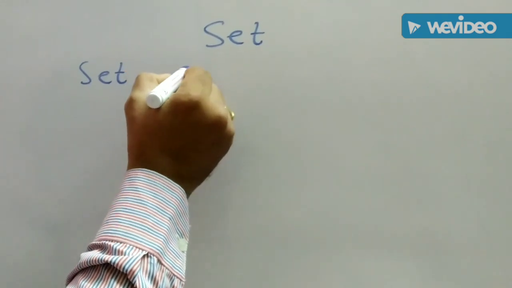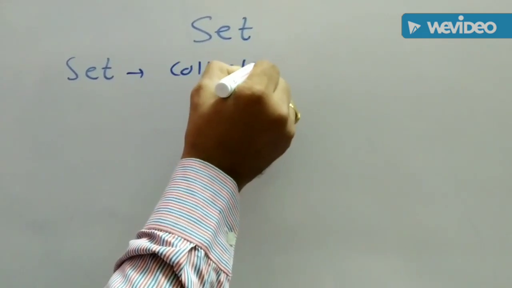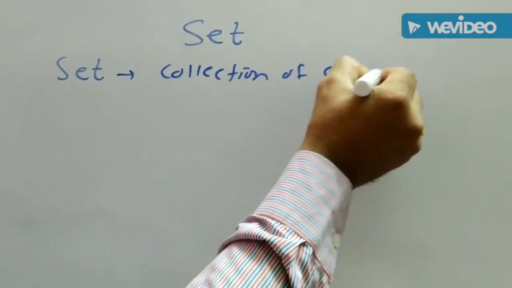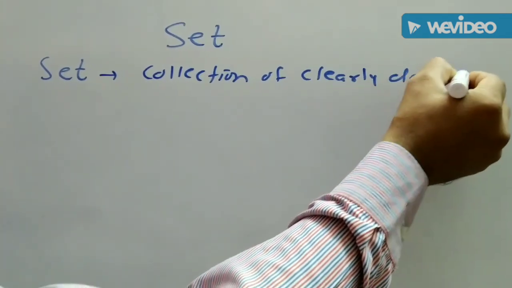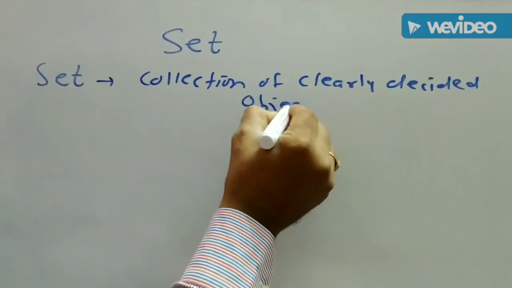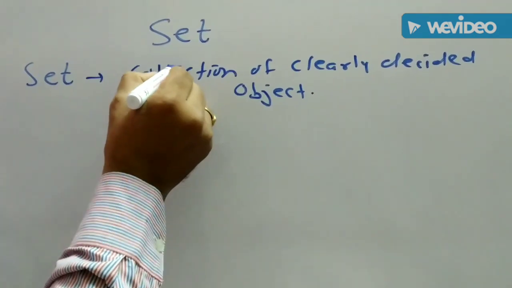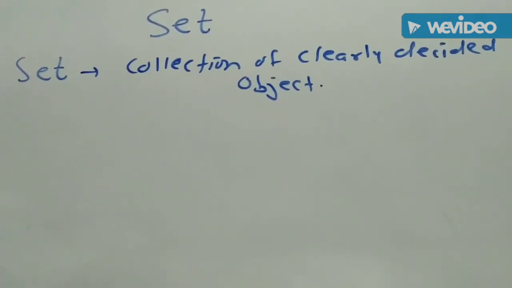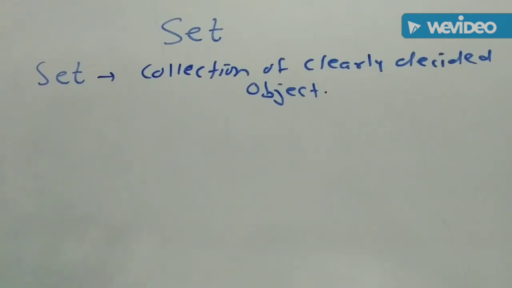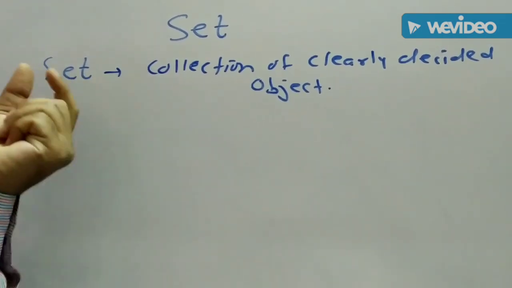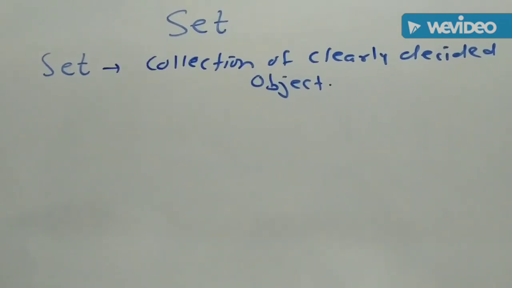A set is a collection of clearly defined objects of the given collection. Some collection is given, and from that collection the objects are clearly decided or well defined, then the collection is called a set.